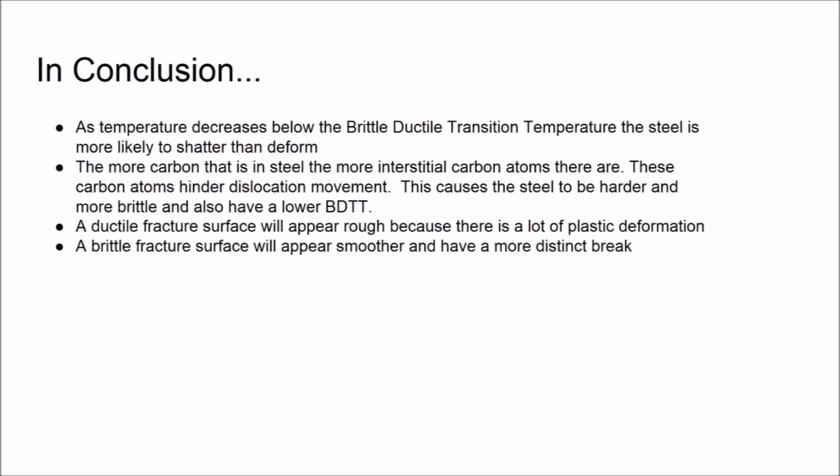The more carbon that is in the steel, the more interstitial carbon atoms there are. These carbon atoms hinder dislocation movement. This causes the steel to be harder and more brittle and also have a lower brittle ductile transition temperature. A ductile fracture surface will appear rough because there's a lot of plastic deformation. A brittle fracture surface will appear smoother and have a more distinct break.